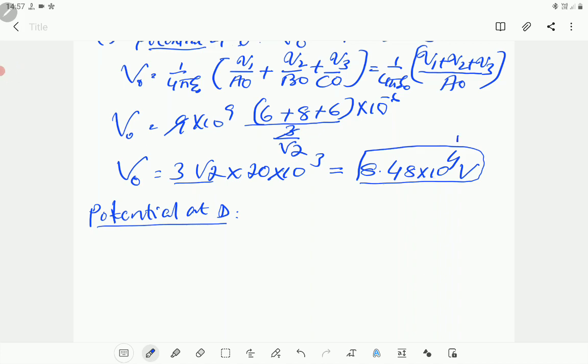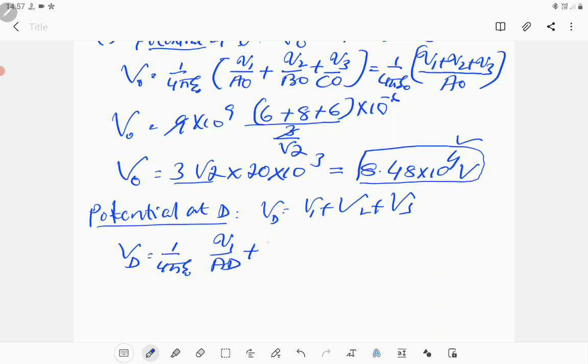Check it once. Now potential at D, same procedure. VD, potential at D due to the first charge, due to the second charge, due to the third charge, and all these things will repeat. Routine procedure: 1/4πε0 charge Q1 divided by AD plus Q2 divided by BD, which is the diagonal, remember. Here the substitution is slightly different. Q3 divided by CD.